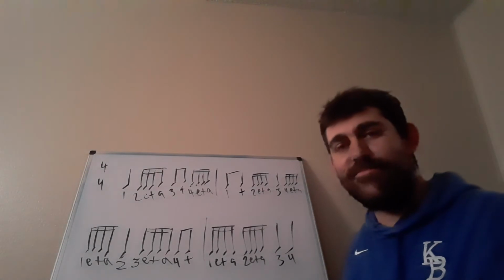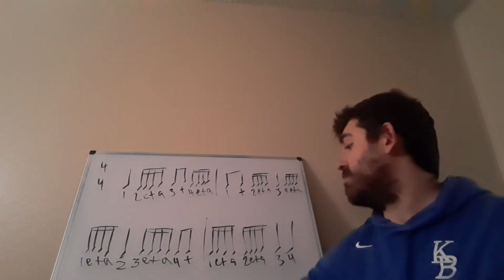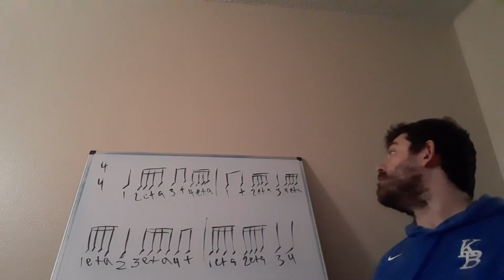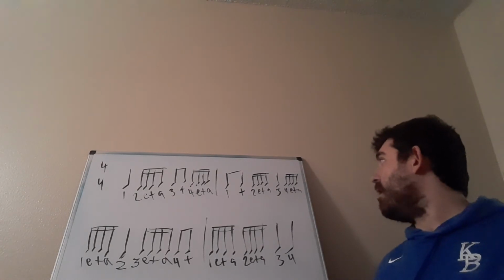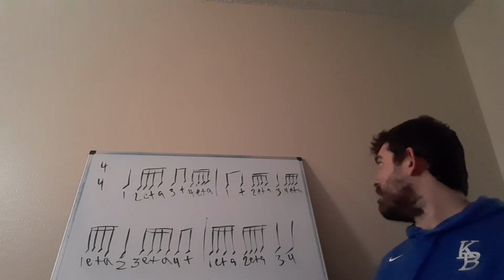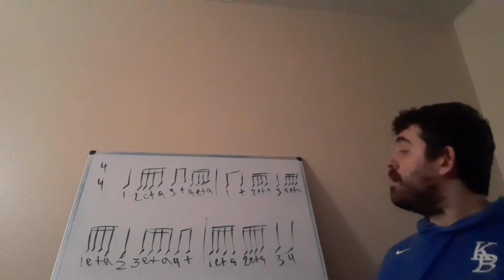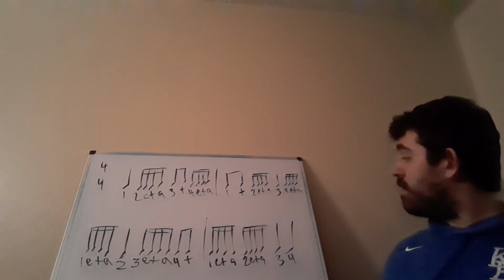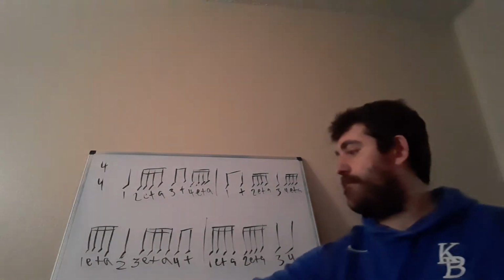Let's count it out. 1 E and A, 2 E and A. Ready and go. 1, 2 E and A, 3 and 4 E and A, 1 and 2 E and A, 3, 4 E and A, 1 E and A, 2, 3 E and A, 4, 1 E and A, 2 E and A, 3, 4.